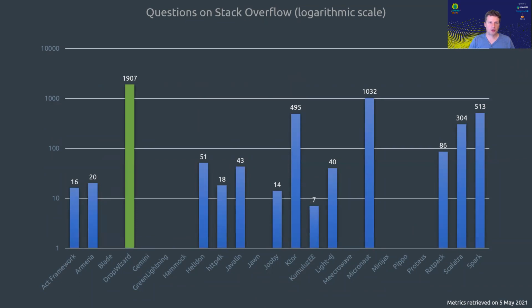Then the number of questions on Stack Overflow. I really had to put this on a logarithmic scale, so bear that in mind. Dropwizard is by far the winner with almost 2,000 questions. Then the next one is Micronaut with roughly half of that, a little more than 1,000. Then it goes into the hundreds for a couple, and the rest is not a lot. And quite some frameworks, you can't even find anything about them on Stack Overflow. So they're just absent.